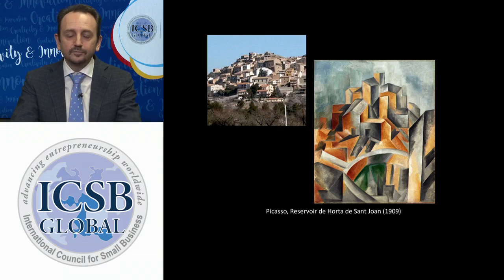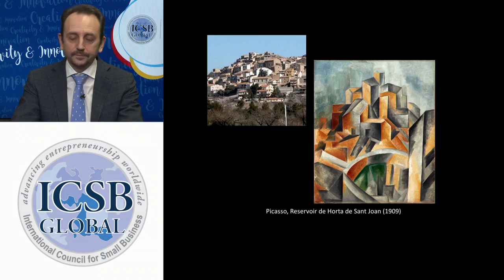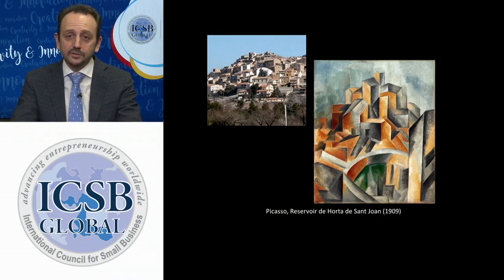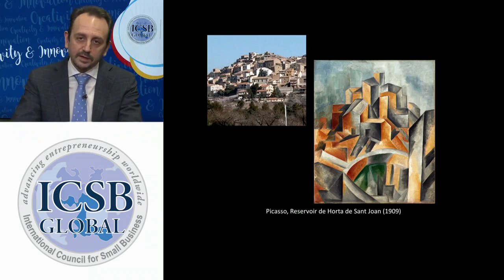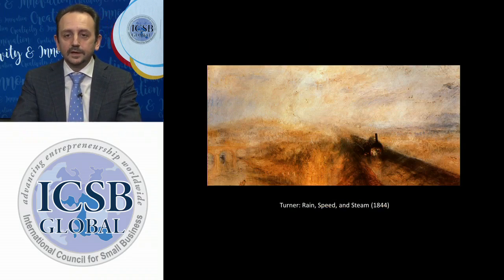In this particular case, probably what Picasso was trying to do was to represent these old houses and buildings as rocks that actually sort of emerge from the landscape, from the rocky and dry landscape that is typical of the region of Spain. In this way, Picasso was able to capture the one particular character of this place.